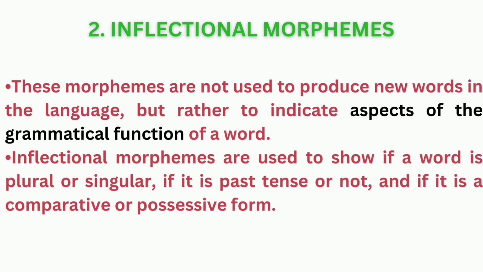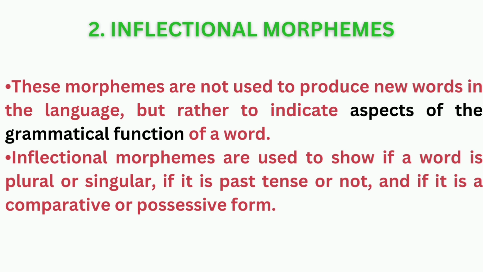Next is inflectional morpheme. They are not used to produce new words in the language, but rather to indicate aspects of the grammatical function of a word. They are used to show if a word is plural or singular, if it is past tense or not, or if it is comparative or possessive form.